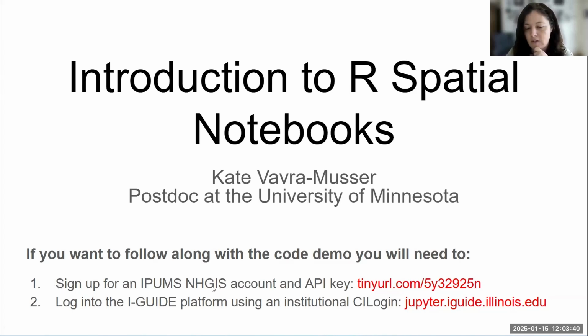have an IPUMS NHGIS account and an API code. You should automatically get an API key once you sign up for an account. You'll just have to look for that information within your account. And then I would recommend testing logging into the iGuide platform before we get started in the demo, just to make sure that you have everything set up. You'll need a CI login, so you can log in using institutional credentials into the iGuide platform. And I've put these two links into the chat, so you can potentially work on getting those set up while I'm introducing the projects.